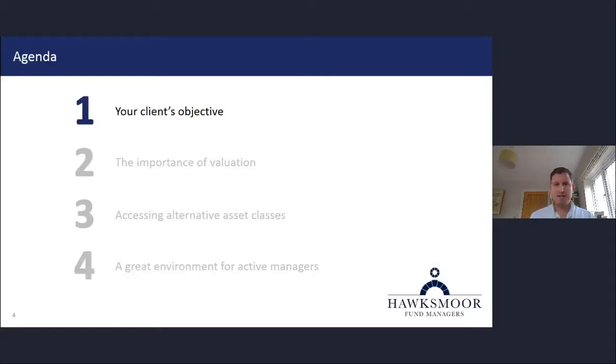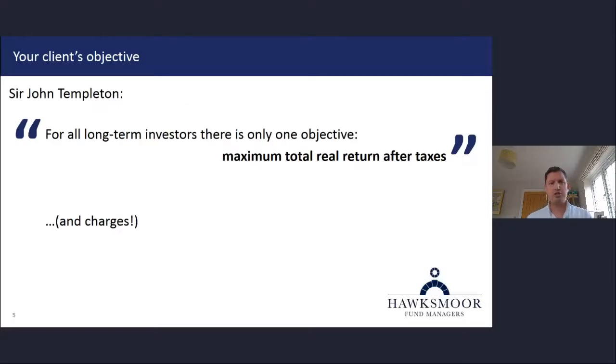So let's just delve into a little bit more detail about what I mean by the client objective. And I think Sir John Templeton put it very well. He's one of our investor heroes. He had several investment maxims, and we think this is the most important one of them. And he said, and I'll just read from the quote, "For all long-term investors, there is only one objective, and that is maximum total real return after taxes." And I've added there "and charges." He didn't mention that, but I think charges are extremely important.